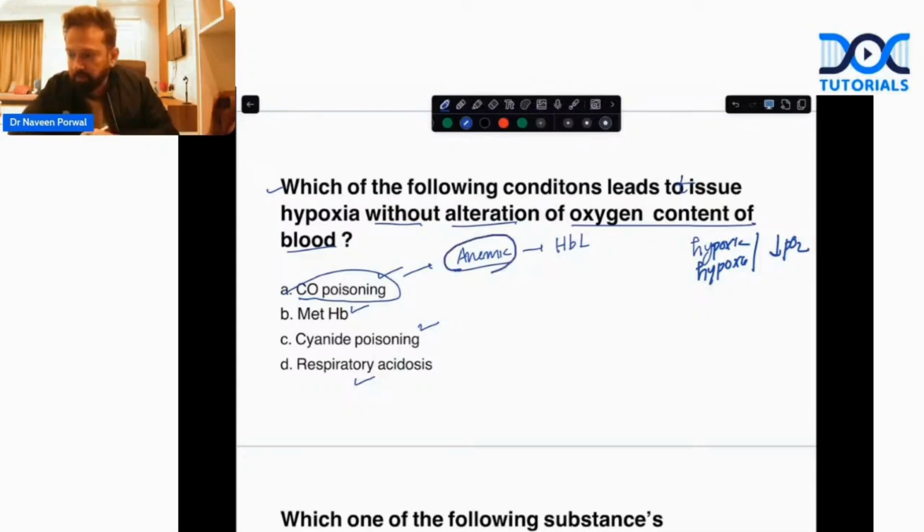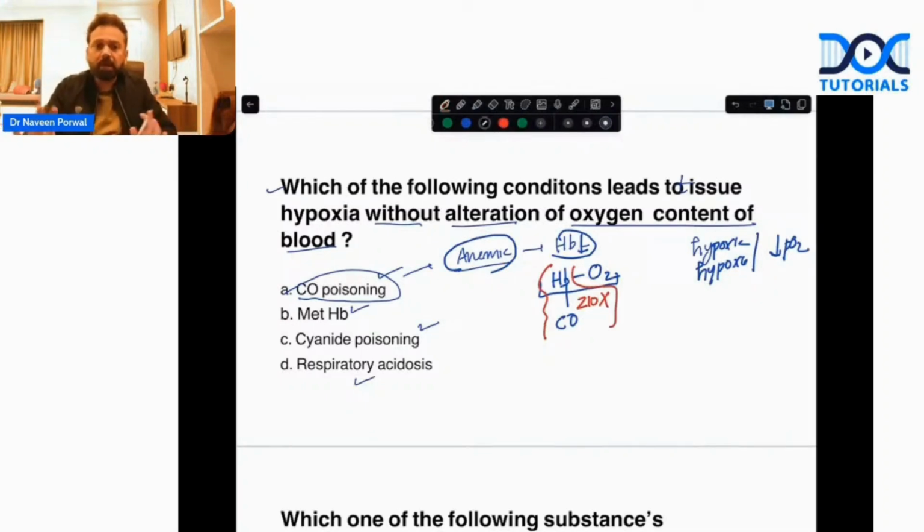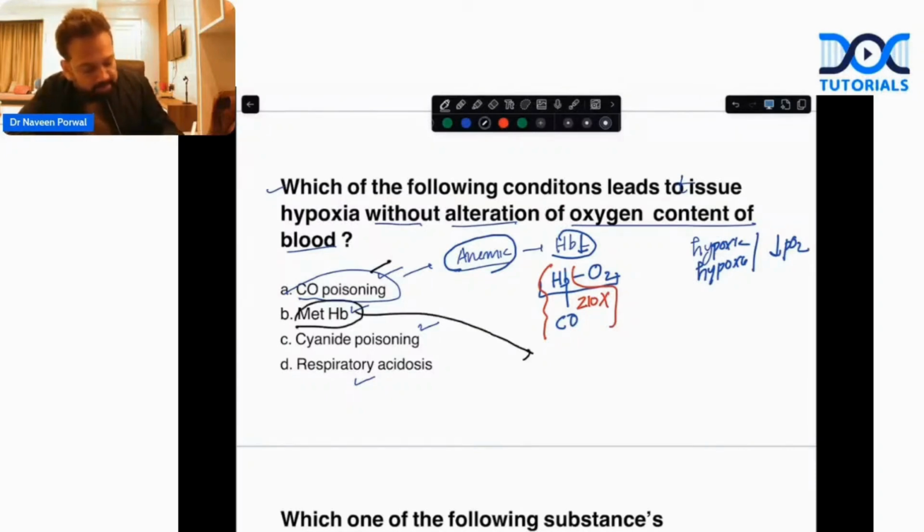Second is anemic hypoxia. In anemic hypoxia, either hemoglobin is less or hemoglobin is busy with someone else. For example, hemoglobin and oxygen are the best couple in the world until hemoglobin has seen carbon monoxide, because now the love will be 210 times more for carbon monoxide. Although we have enough hemoglobin, it is busy with carbon monoxide because of the affinity. So carbon monoxide poisoning is also called anemic hypoxia. If there is less hemoglobin or anemic hypoxia, automatically content will be reduced.